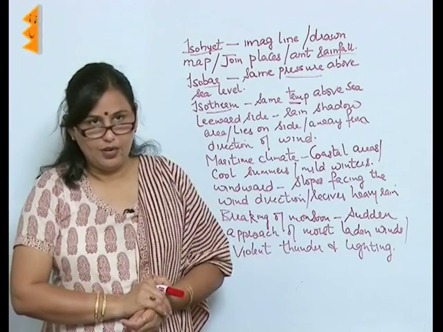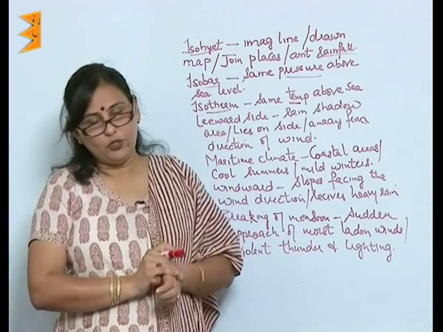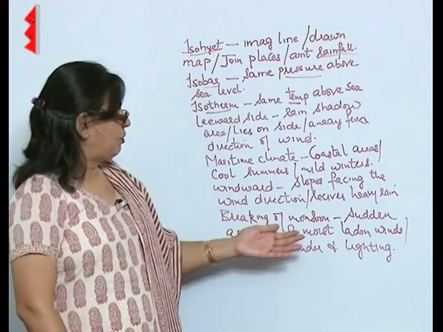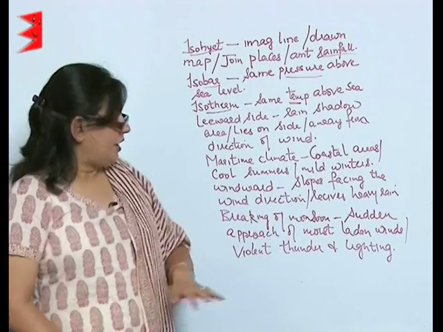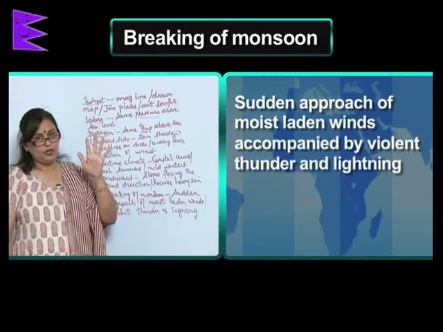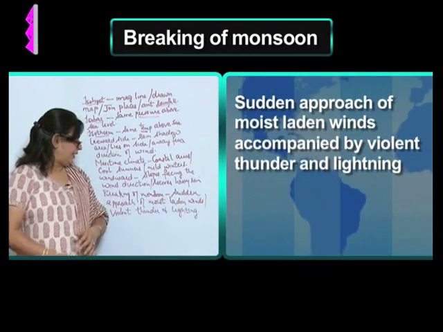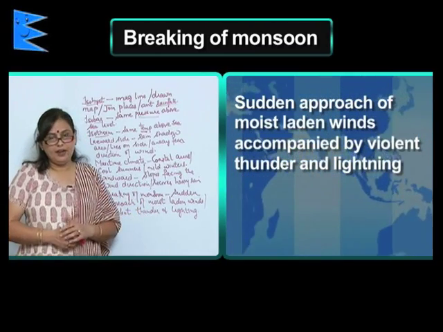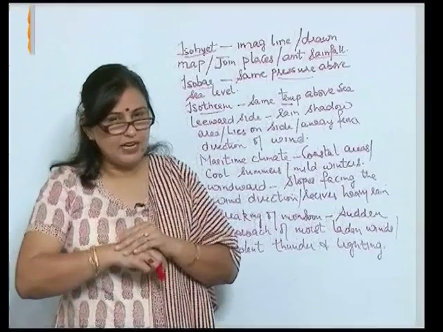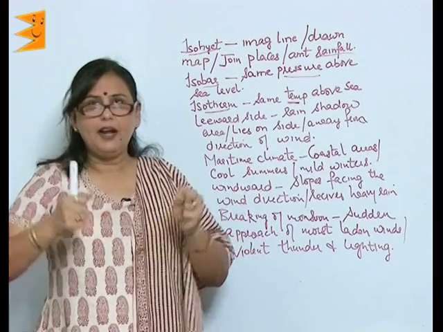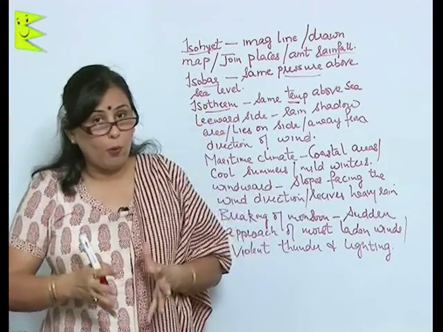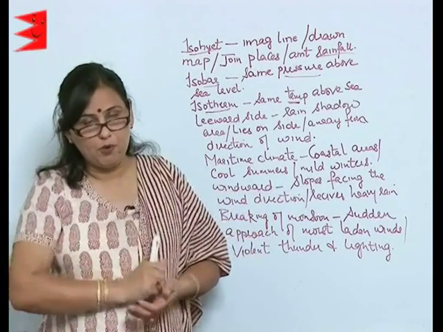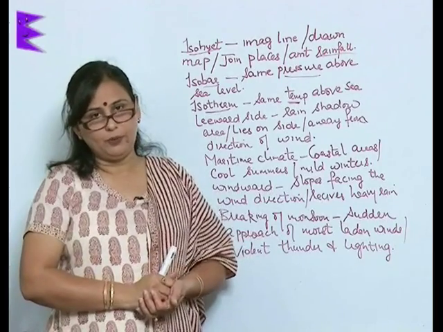Breaking of monsoon. Now, how does monsoon actually arrive? You all must have experienced this, but this is the word that is given to it, the breaking of the monsoon. It is when there is a sudden approach of moisture laden winds accompanied by violent thunder and lightning. Don't you hear sometimes a lot of thunder, lightning, and immediately after that it starts pouring? That is actually the breaking of the monsoon, the coming of the monsoon, the onset of the monsoon.